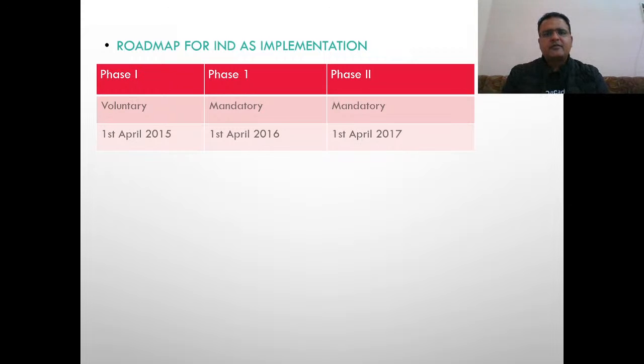There was phase 1. 1st April 2016 is the beginning of the financial year when we began implementation of Ind AS in India. And if you're beginning on 1st April 16, the financial year ends on 31st March 17, so we prepared the first Ind AS compliant balance sheet of 31st March 17 in India. In phase 2, it was beginning financial year 1st April 17. So in phase 2, the balance sheet based on Ind AS was of 31st March 18.